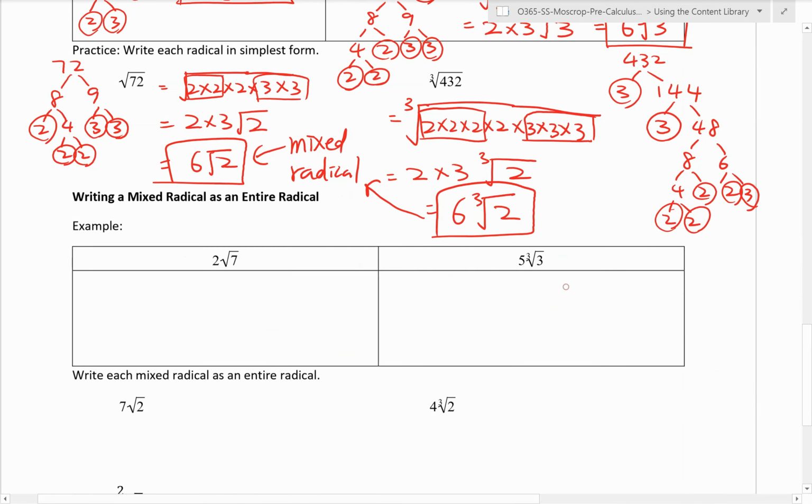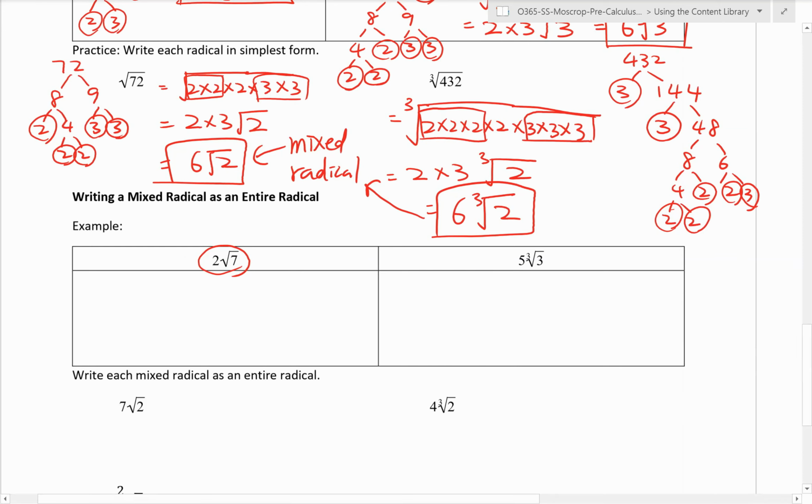Okay, so now we're going to go opposite. We're going to go backwards. We're going to write mixed radicals as entire radicals. So here, notice this is a mixed radical because it has a 2 outside of the radical, and we have a radical still. We are going to convert this into an entire radical.